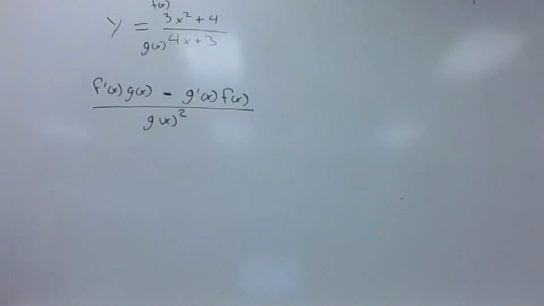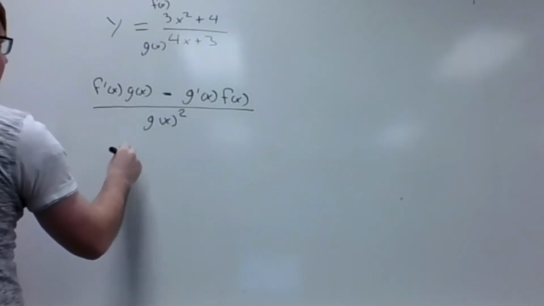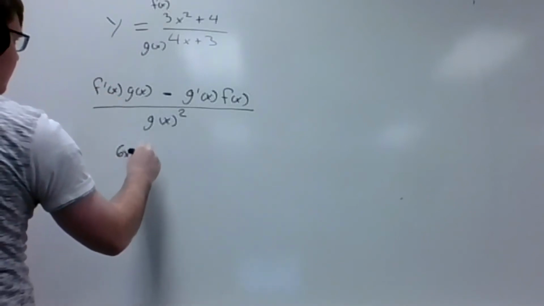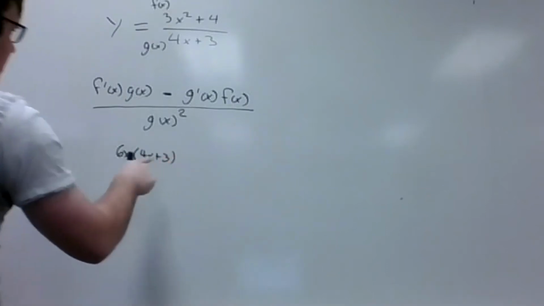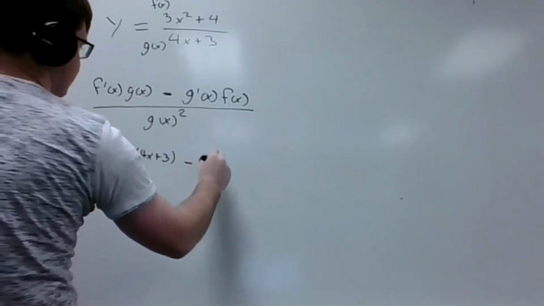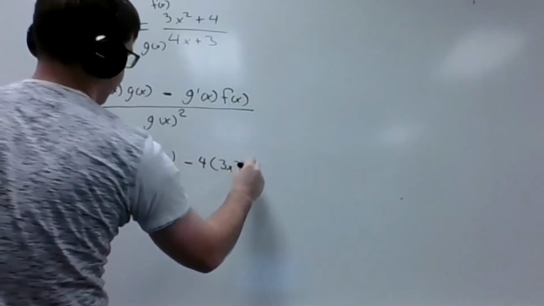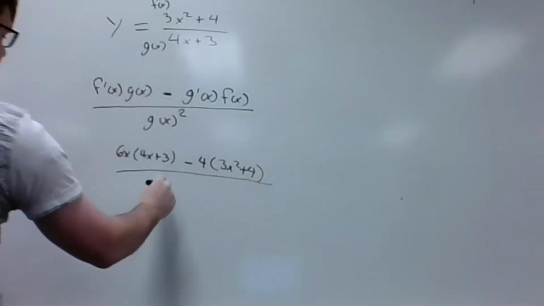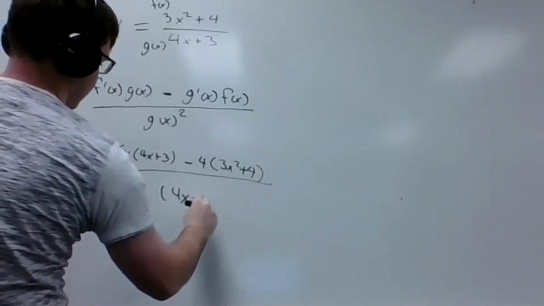That's what the quotient rule is. So to do this one, we'll take the derivative of this top function. So that would be 6x. And then we'll times that by the 4x plus 3. And then we'll minus from that the derivative of the bottom times the top, which is 4 times 3x squared plus 4. We'll divide that all by the bottom squared, so 4x plus 3 squared.